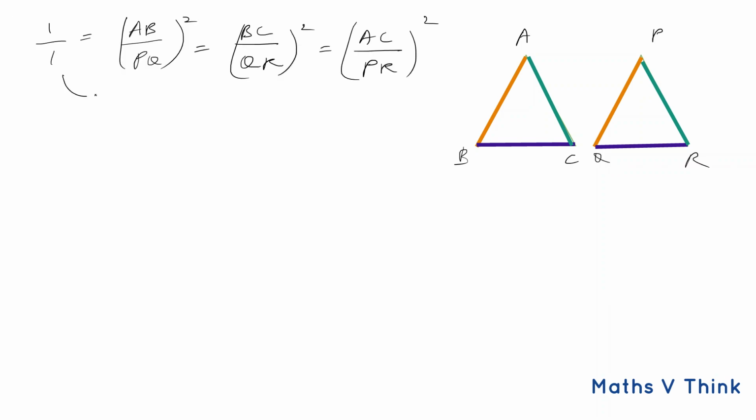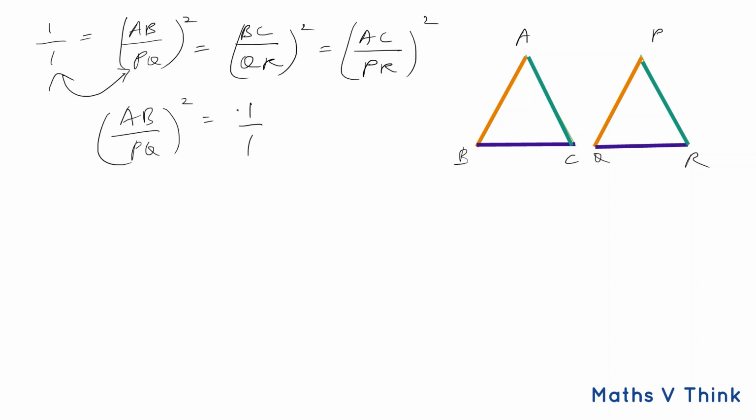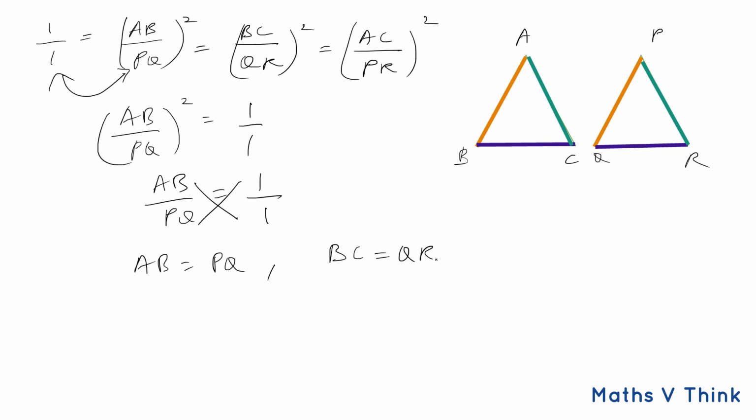Now I'll be equating this and this. Nothing but AB by PQ the whole square is equal to 1 by 1. This square goes as square root. So AB by PQ is equal to root of 1, which is 1. So cross multiply, I am getting AB is equal to PQ. So similarly, I'll also get BC is equal to QR and also AC is equal to PR.